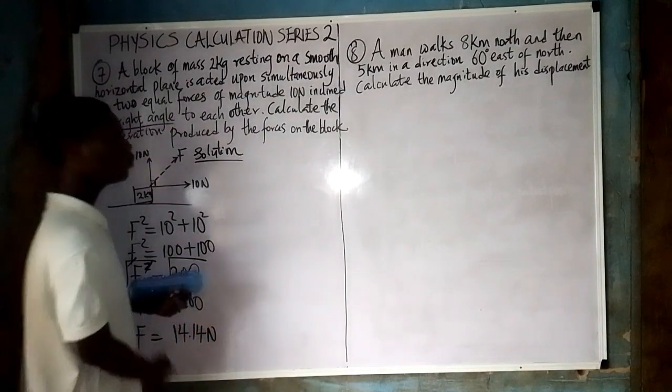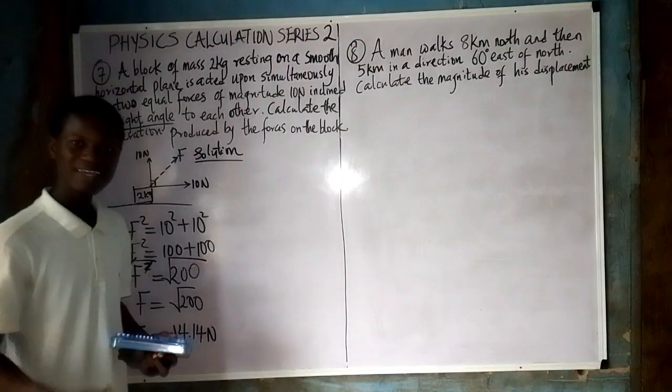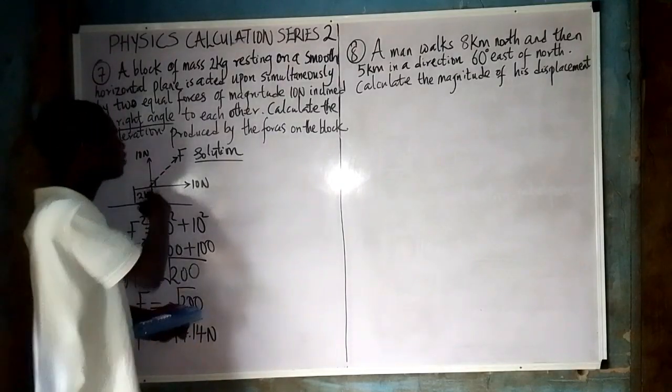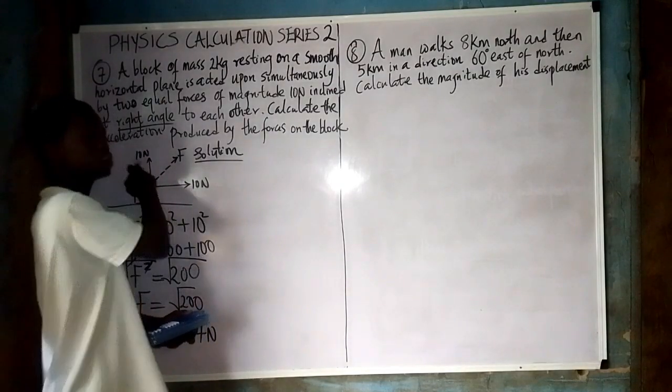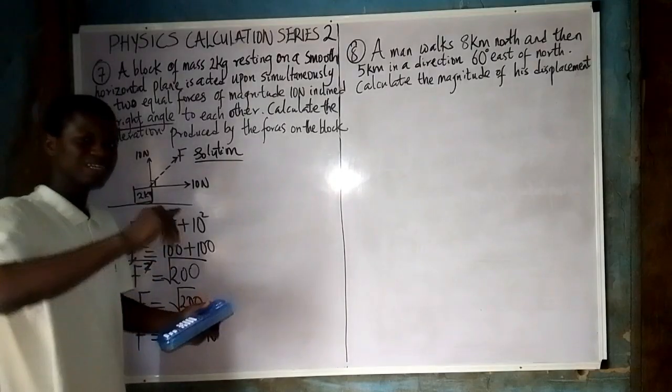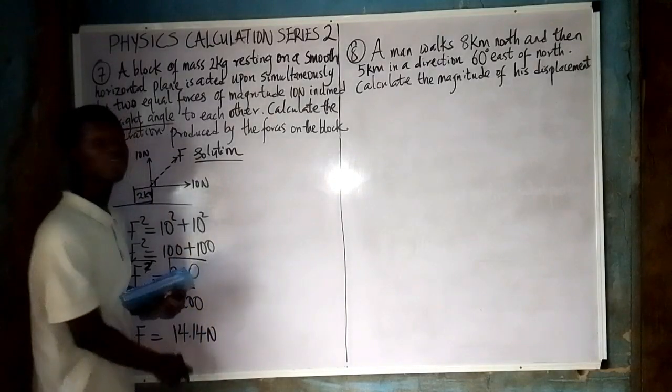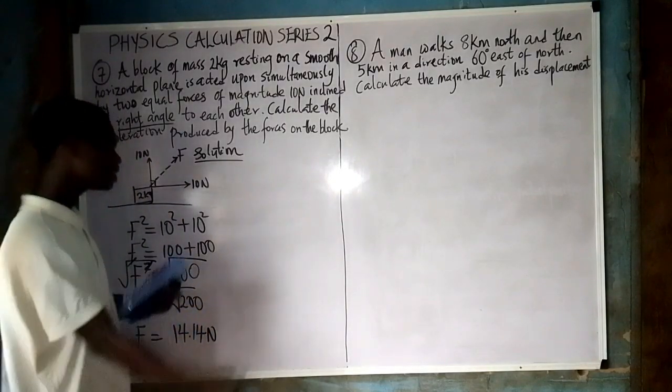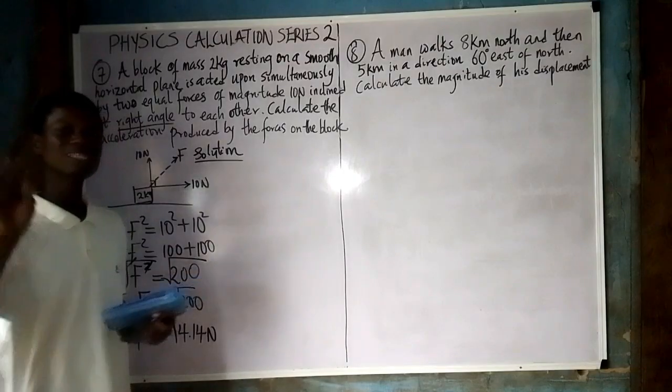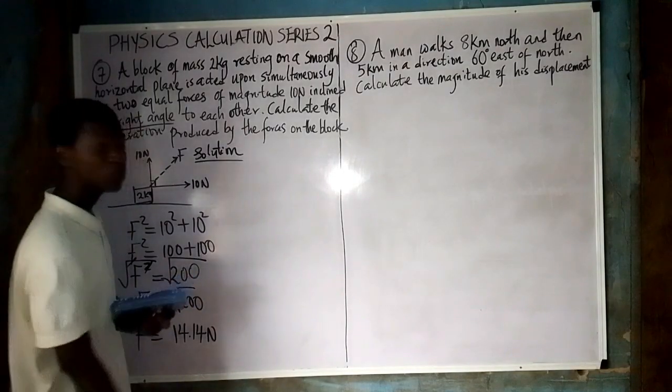Now we know our net force. The net force is a type of summated force. Okay? These two forces and these two forces. The resultant of the two forces is actually 14.14. So it's this resultant force that we will now use to get our acceleration. So now we know our F, net force.